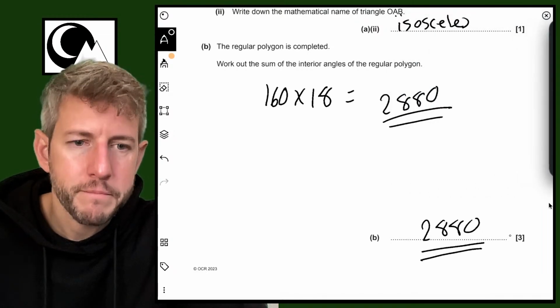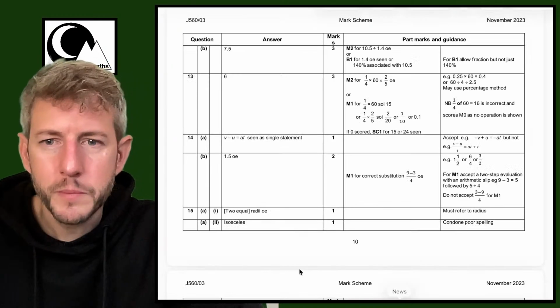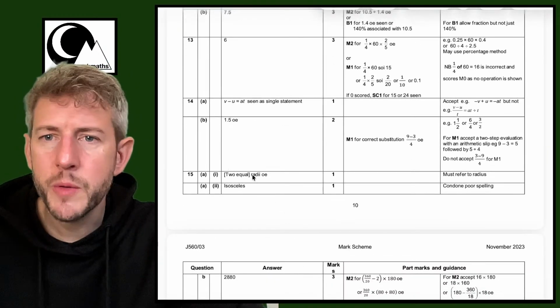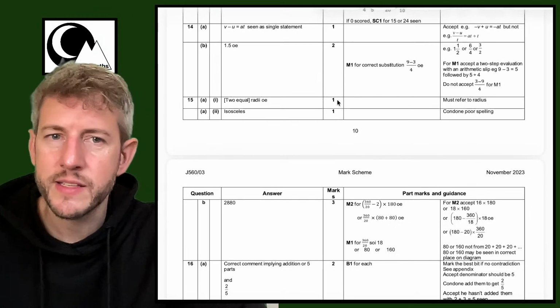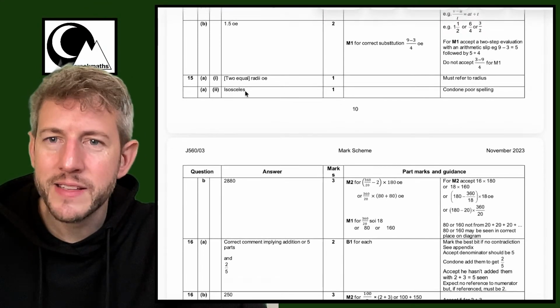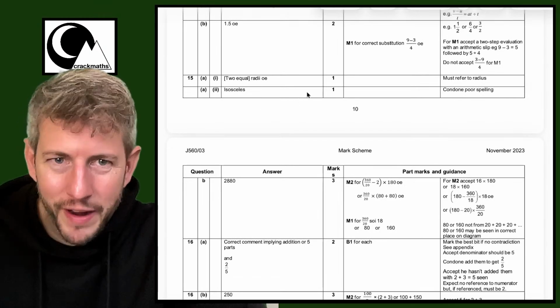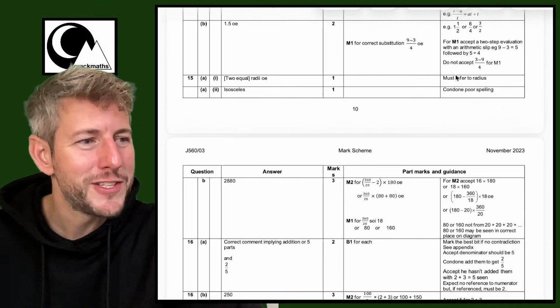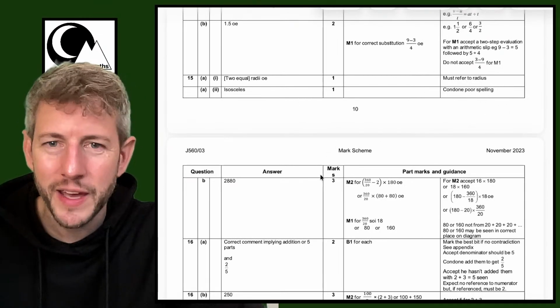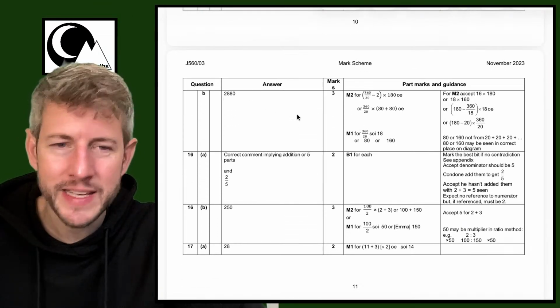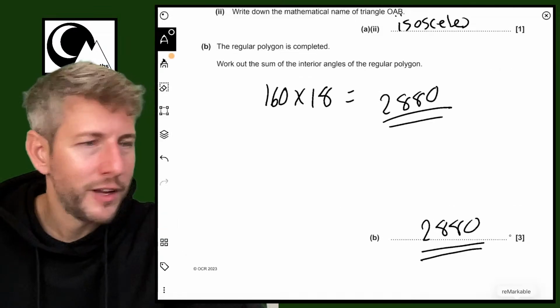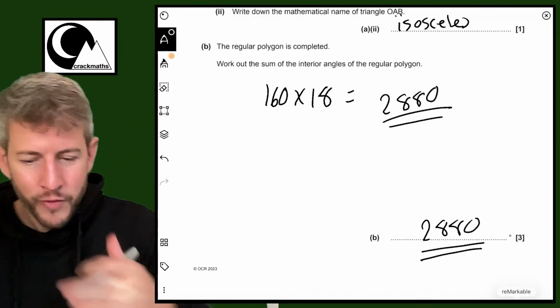Okay, so yeah, 2 equal radii. Radius is fine. Must refer to the radius is the main thing. Isosceles is fine, and we spelt it correctly, but over here they tell us that they do condone poor spelling, so that is okay. And then here we've got 2,880, and that was correct. Okay, right, so let's move on.